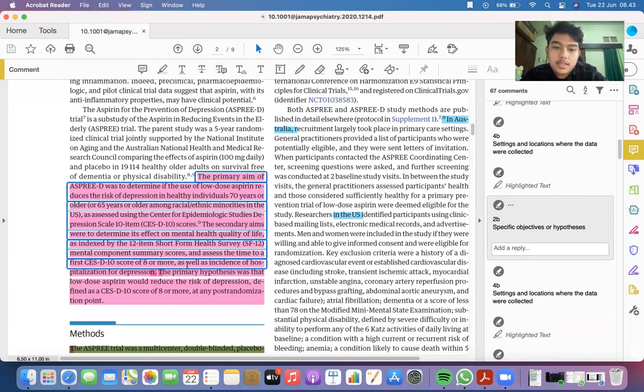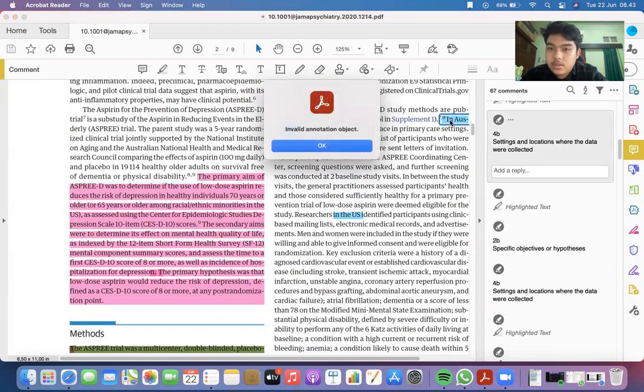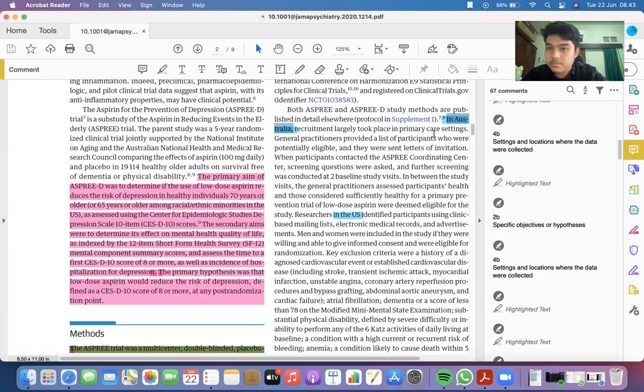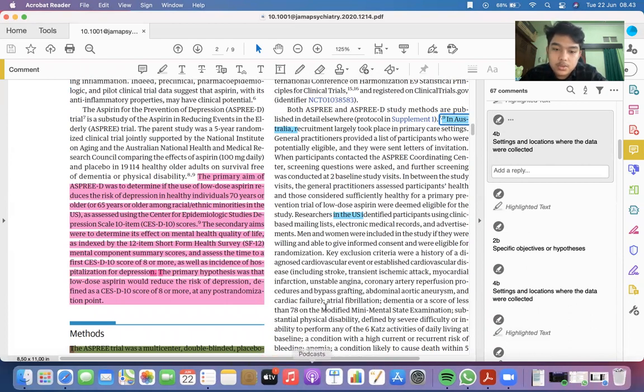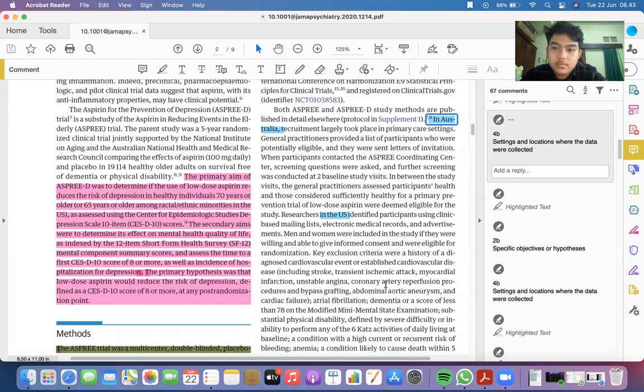The primary hypothesis was that low-dose aspirin would reduce the risk of depression, defined as a CESD-10 score of 8 or more at any post-randomization point. For point 4B, settings and location where the data were collected, it was in Australia and also in the US.